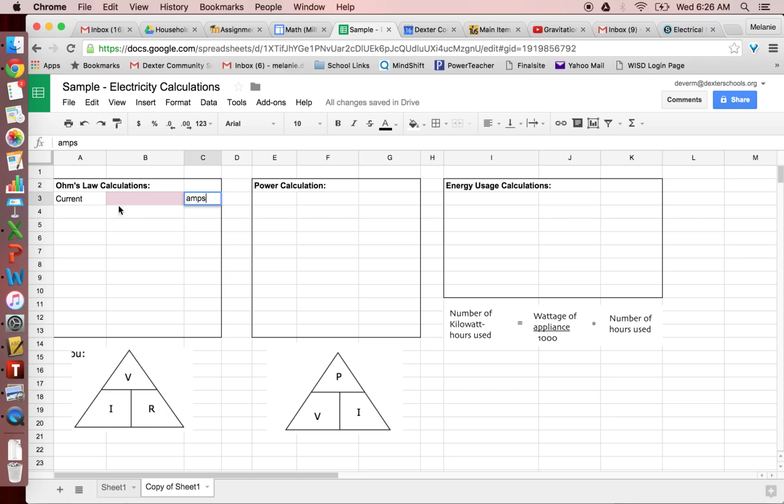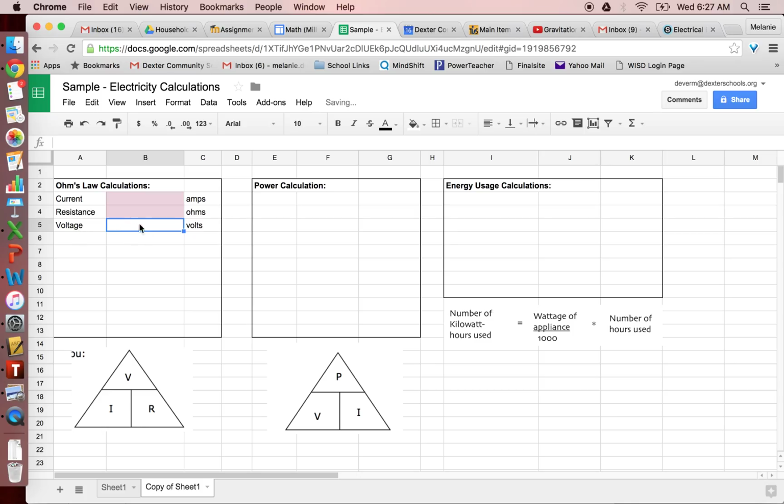Current has units of amps. Next, I'll have resistance. And again, I'm going to put in the number for resistance, so that's another shaded box there. The units for resistance is ohms. Then I'm going to calculate the voltage. I'm not going to shade this because this box is going to contain a formula. The units for voltage are volts, so I'm going to put those units in.